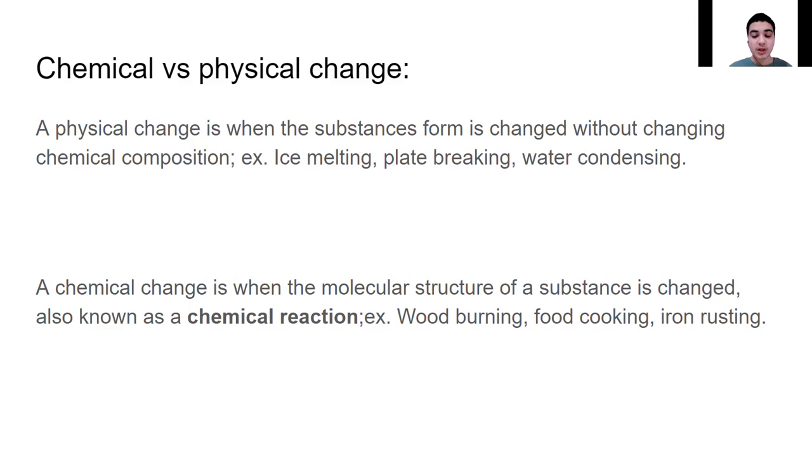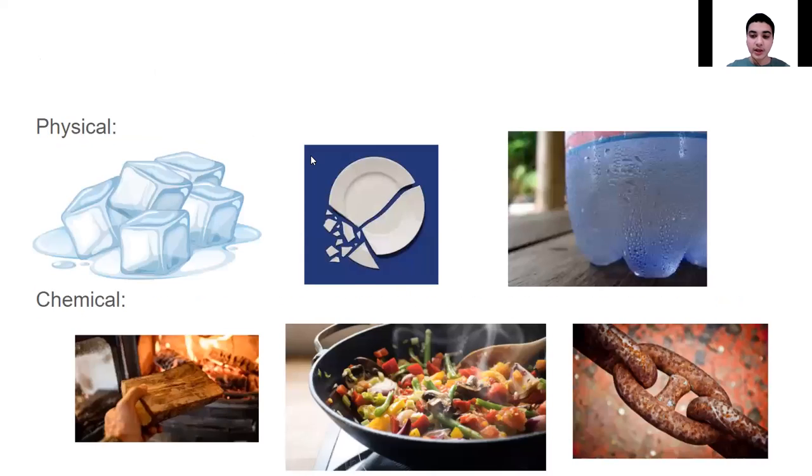A chemical change is when the molecular structure of the substance is changed. It's also known as a chemical reaction. For example, wood burning, food cooking, and iron rusting. Generally speaking, a physical change can, in theory, be reversed, while chemical changes cannot without another chemical reaction. So here are examples of physical changes and chemical changes.